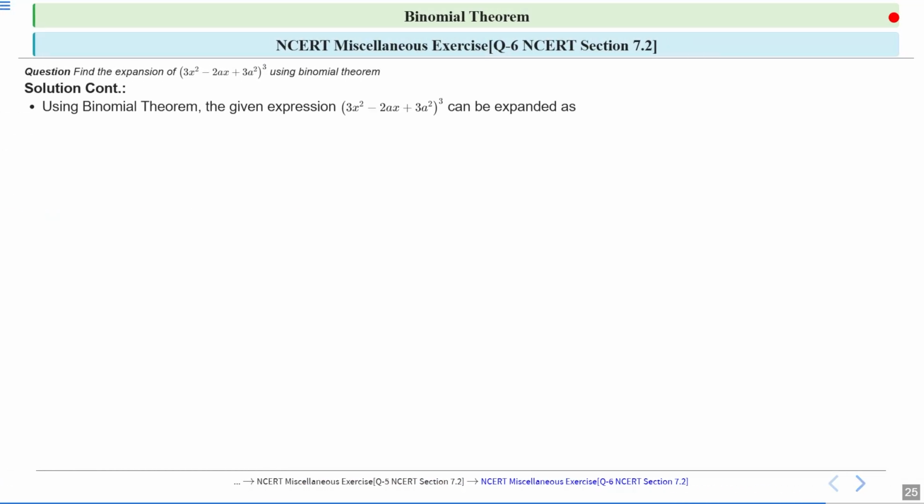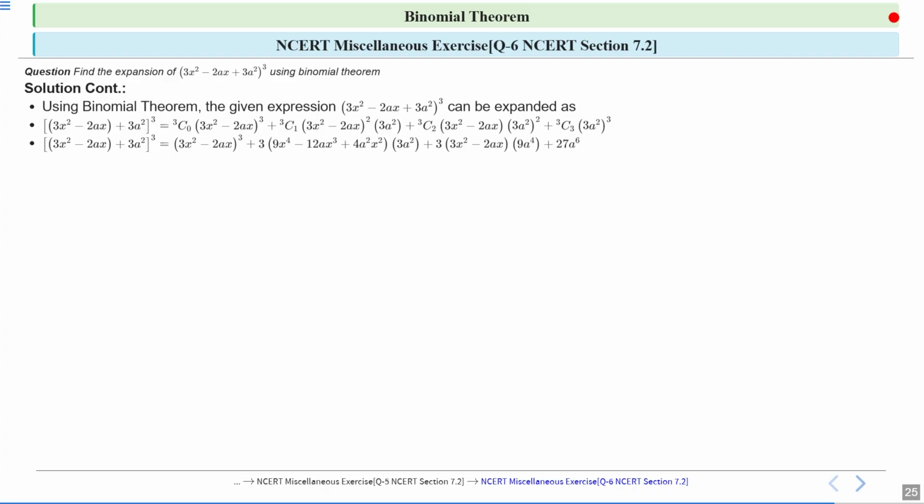Using binomial theorem, the given expression (3x square minus 2ax plus 3a square) whole cube can be expanded as ((3x square minus 2ax) plus 3a square) whole cube. This equals 3C0 (3x square minus 2ax) whole cube plus 3C1 (3x square minus 2ax) whole square times 3a square plus 3C2 (3x square minus 2ax) times (3a square) whole square plus 3C3 (3a square) whole cube.